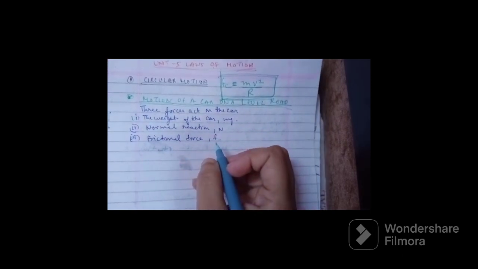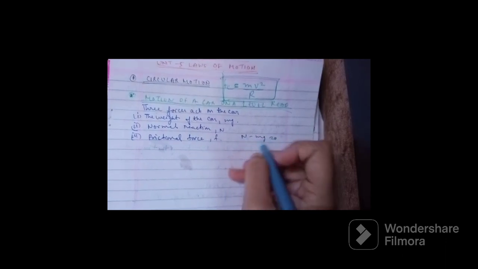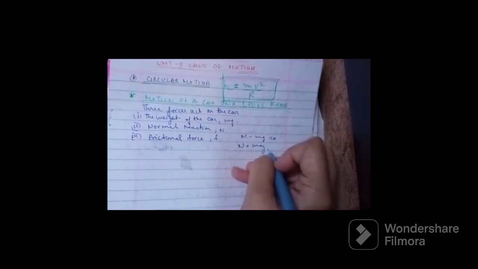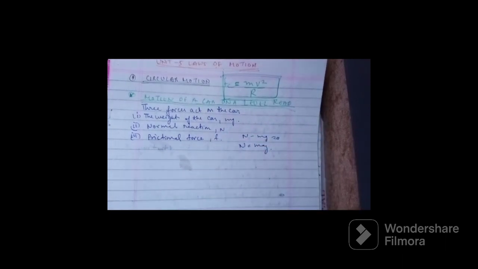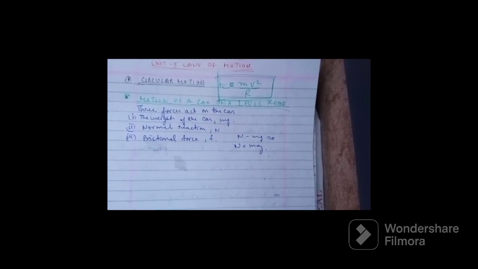As there is no acceleration in the vertical direction, N minus mg equals 0, where N equals mg. The centripetal force required for circular motion is along the surface of the road, and it is provided by the component of the contact force between the road and the car tires along the surface. This, by definition, is the frictional force.